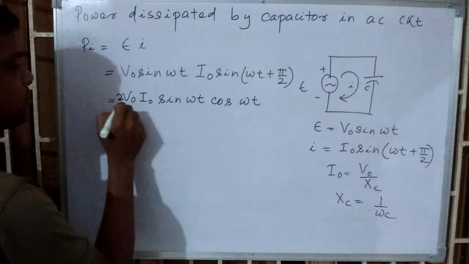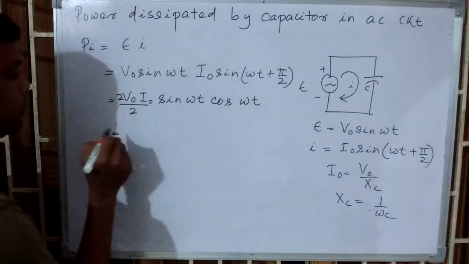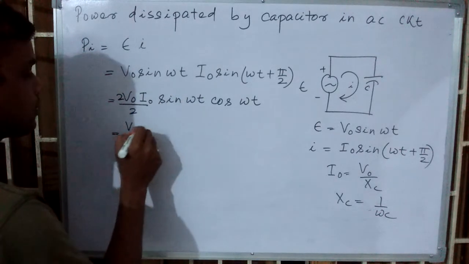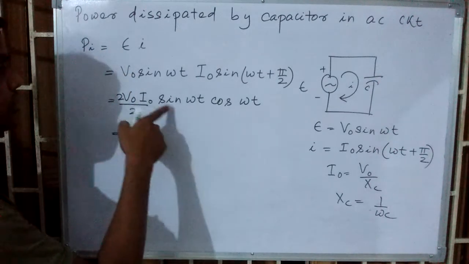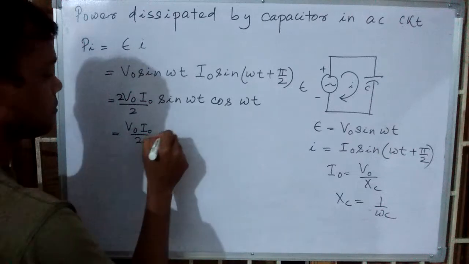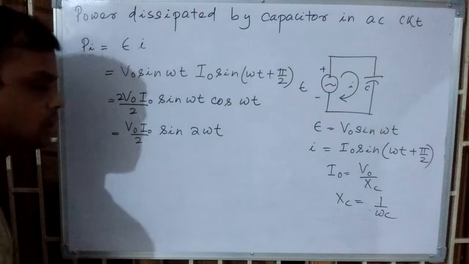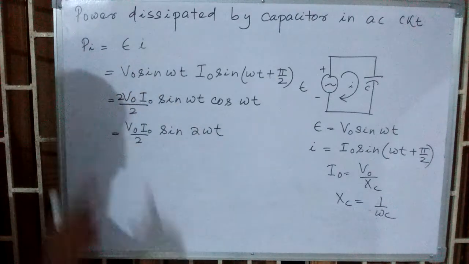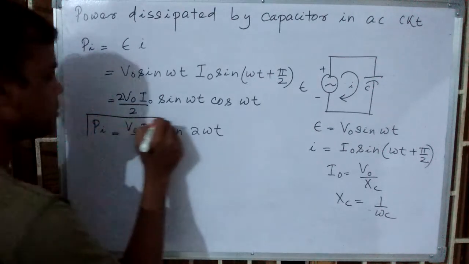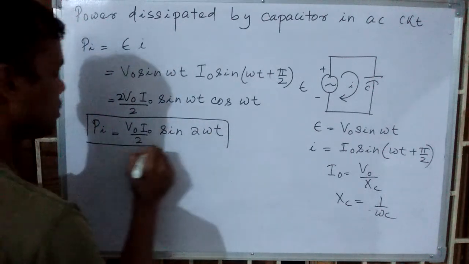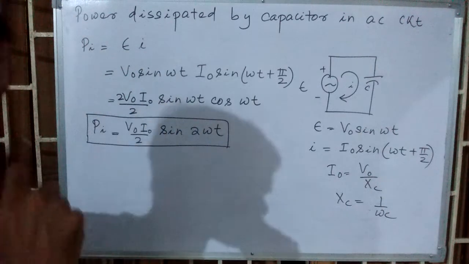Now multiply 2 and divide also by 2. This is equal to V naught I naught by 2 into 2 sin omega t cos omega t, which is sin 2 omega t. Now this is our instantaneous power. That means at any moment the capacitor dissipates this amount of power.